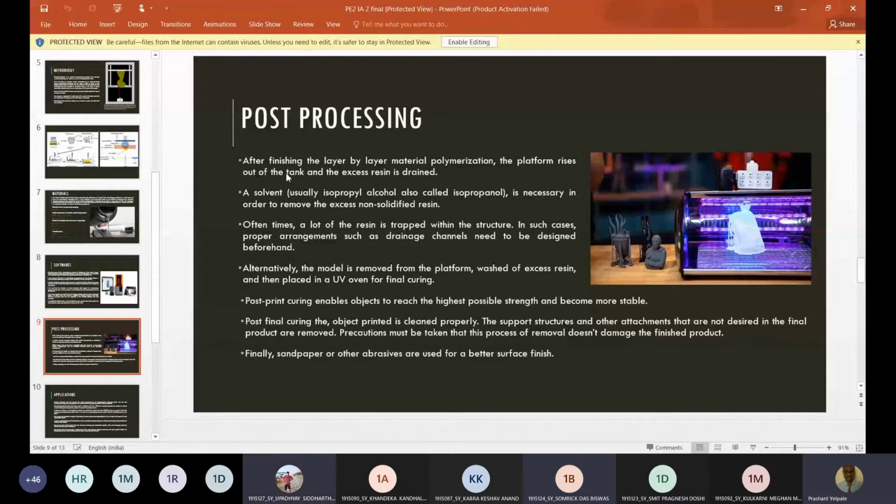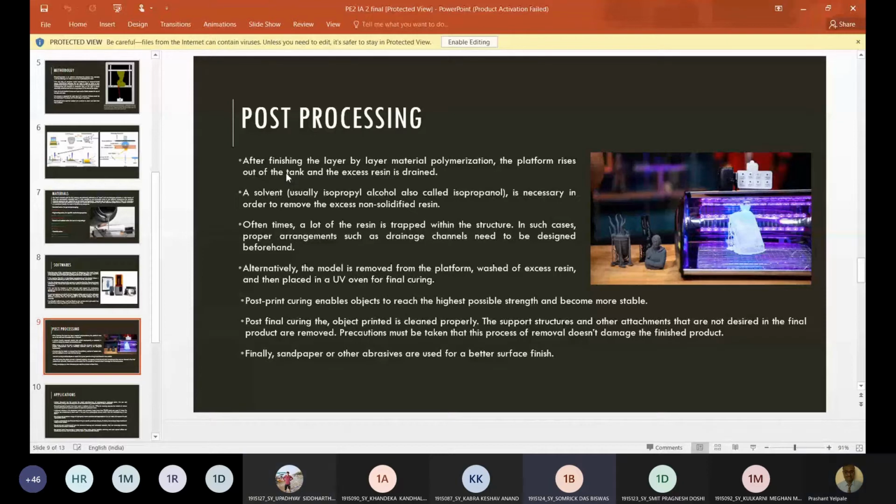So once we have finished the layer by layer material polymerization, the platform rises out of the tank and the excess resin that is trapped in the print has been drained. Usually we use a solvent like isopropyl alcohol, which reacts with the resin and makes it easier to drain out. Sometimes we need to have some channels in our original build so that the resin can be drained out once the build has been completed.